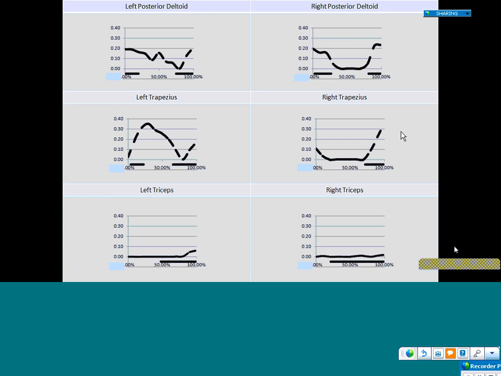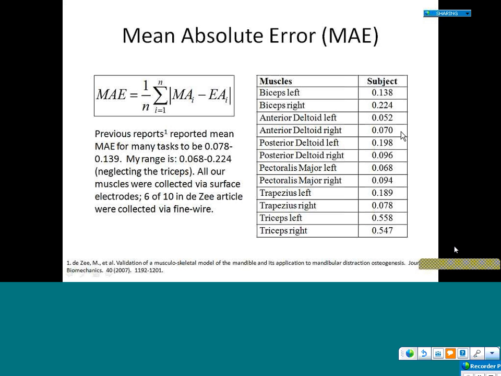So here is how I quantified what we were just looking at visually. There was a previous report that looked at the mean absolute error in a similar scenario, comparing jaw muscles that have been measured by surface and fine wire EMG to what the AnyBody software is predicting. And this is previously accepted literature. And the MAE for multiple tasks in this scenario, meaning there was some cyclic chewing, some cyclic protrusion, and also some clenching tasks, the mean MAE was 0.078 to 0.139. If you neglect the triceps, our range is 0.068 to 0.224. And this compares well to the previously reported literature.